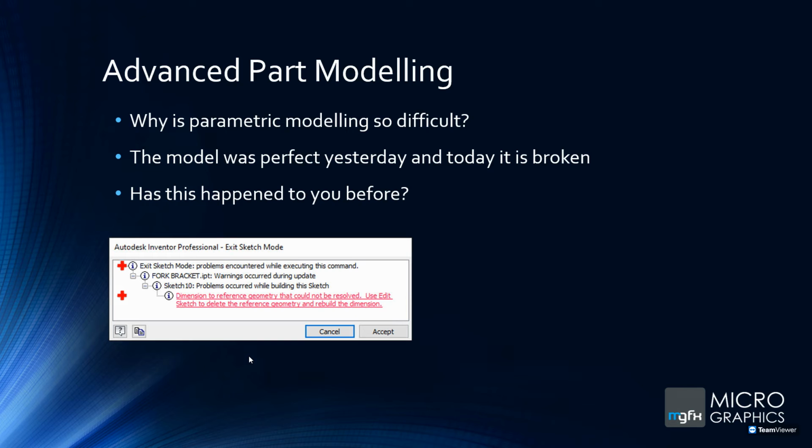Questions you might ask as well: why is parametric modeling so difficult? When we were working in AutoCAD, you'd create something and it would be perfect. Yesterday your parametric model was fantastic. It was all good. It worked. Today you open your model and it's broken. Something's happened between yesterday and today. You haven't touched it. What happened? These are some of the things that happen to us on a day-to-day basis, and hopefully some of what I say today will help mitigate those issues.